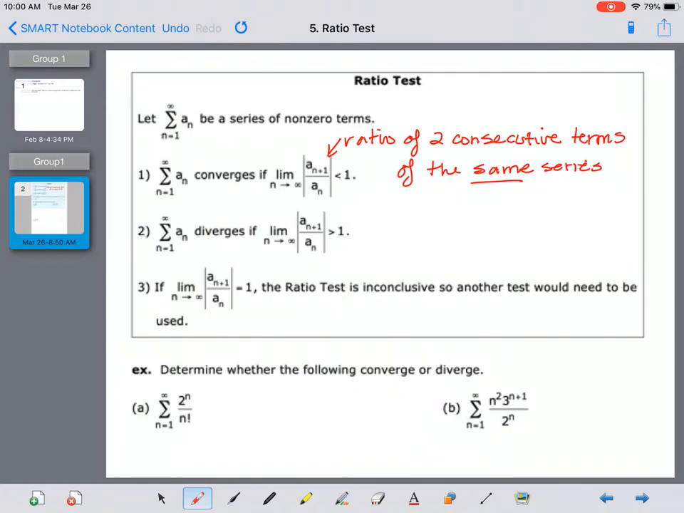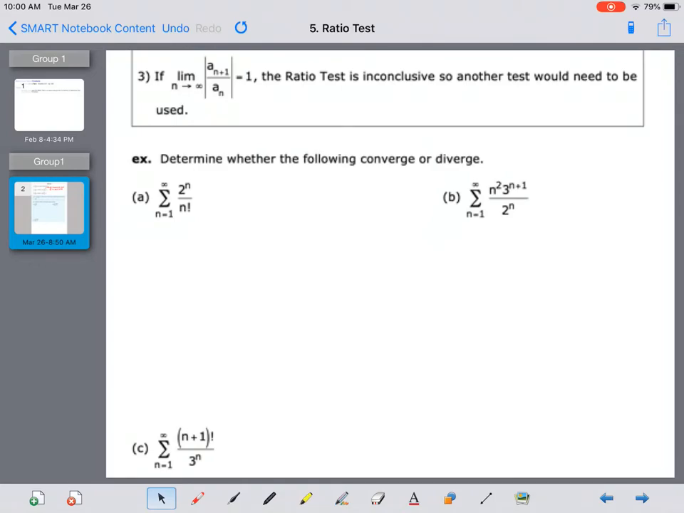The first thing I want to do is get to my consecutive terms. I'm going to do this slowly, and then we can jump into them and do them a little bit faster once we get the hang of them. If I think of 2 to the nth power over n factorial, a mixed series here, to get my consecutive term, everywhere there's an n, I'm going to put an n plus 1. That's what we mean by the consecutive term.